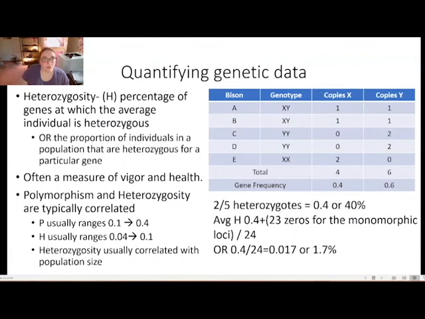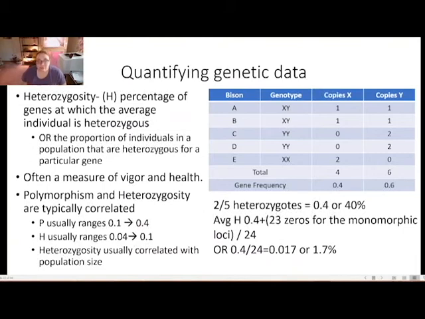And when we look at the bison population that we were just looking at, you have 2 out of 5 of them are heterozygous. So what that means is they have an X and a Y, so they're different. These ones down here are homozygous. So to get the heterozygosity, you would just do 2 divided by 5, 2 out of 5. So you would end up with 0.4 or 40%. So that's just for this gene. That is the percentage of heterozygosity for this gene.